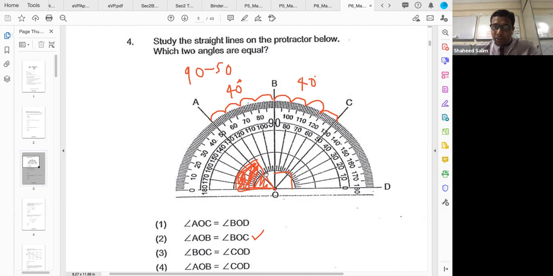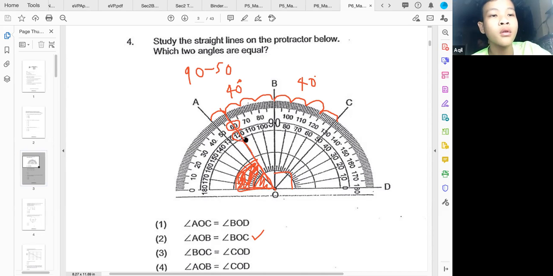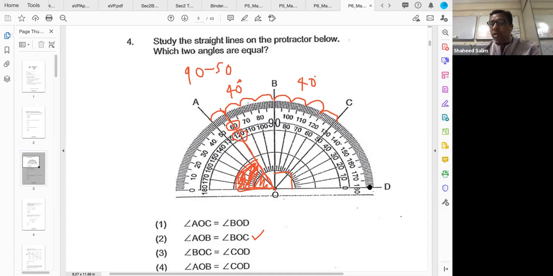Now this one is under here, no? What you do, you must extend the line. Look, Akil, extend the line. And then, is it 60 or 120? It depends on where you start to measure. If you start to measure here, it's 120, because where you start to measure becomes 0.